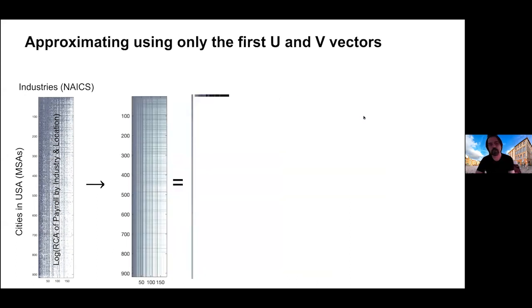Now, you can grab only the first vector. So if you grab the first vector of U and the first vector of V, it's just one number each. So remember, in a matrix you multiply rows by columns, so you're multiplying one number by one number each time. You can transform these two vectors into a matrix, and this matrix already captures quite a lot of the structure of the matrix that you're trying to model.